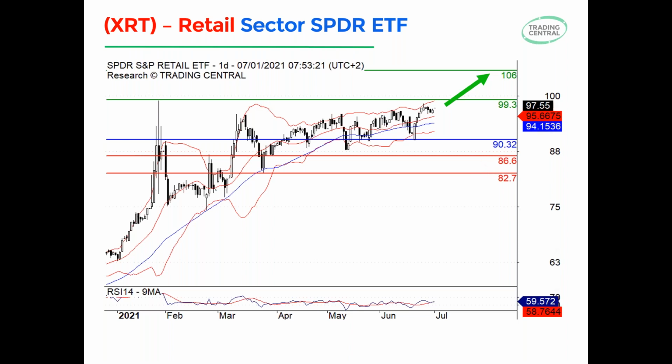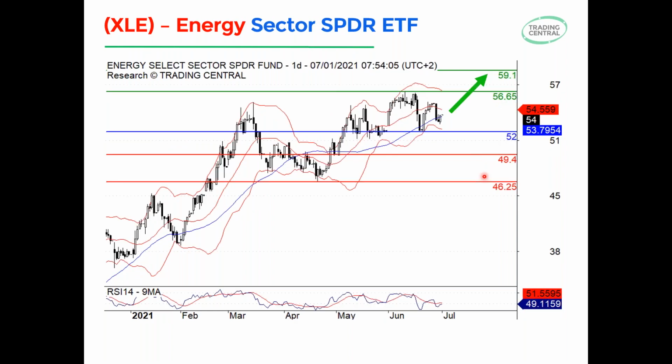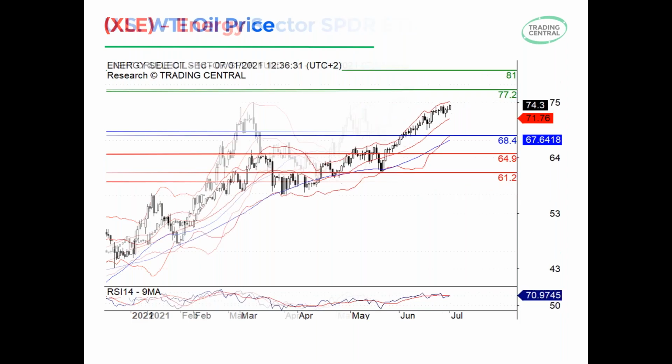Next one, energy. I have something to say. For the energy sector, energy stocks like ExxonMobil, Shell, those stocks are in this category. They have been doing relatively well compared to the S&P 500. They are the leading sector because of one thing. Do you know what? Oil price.